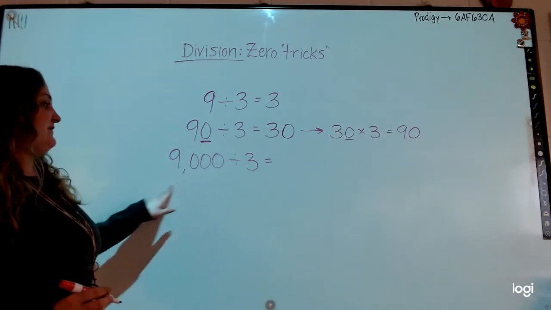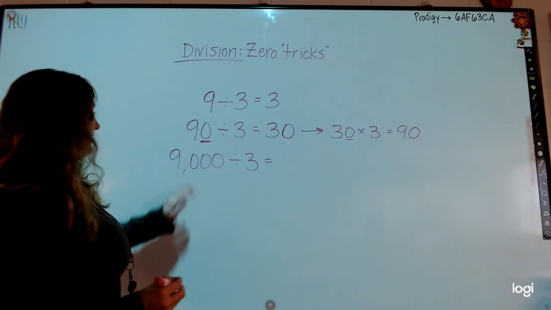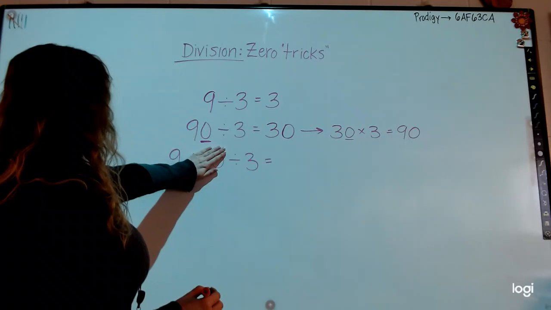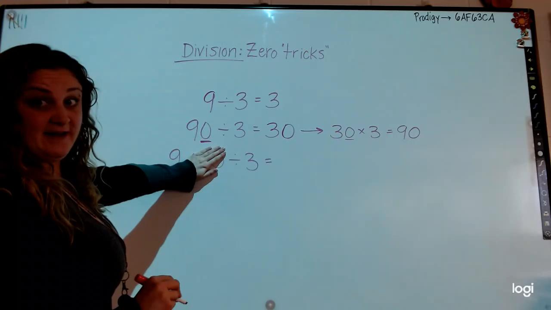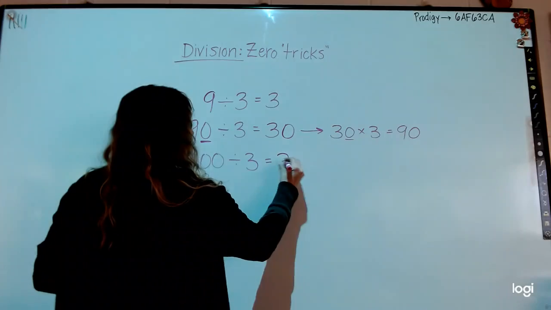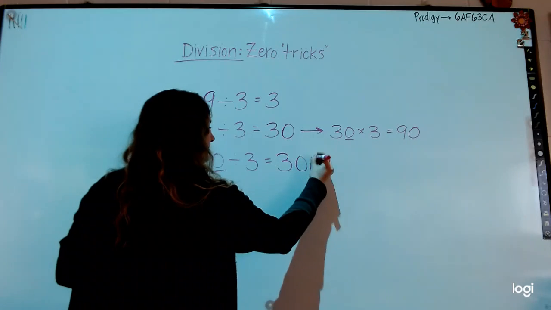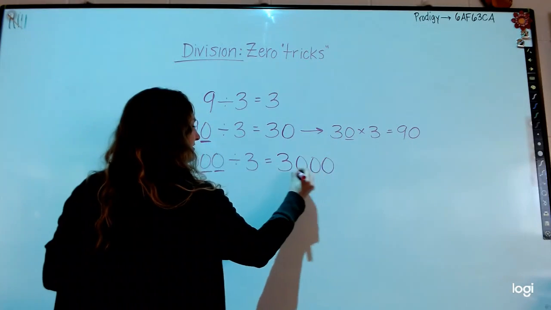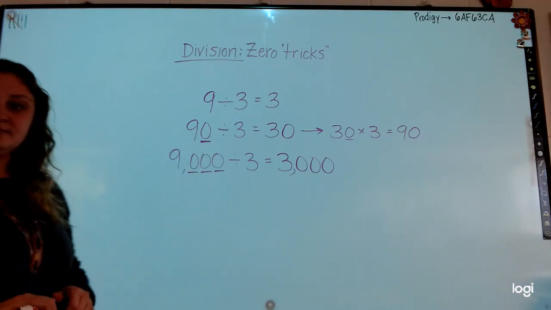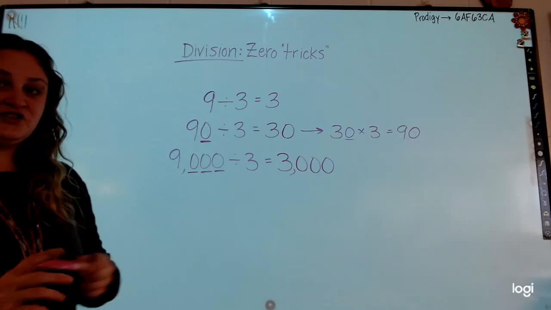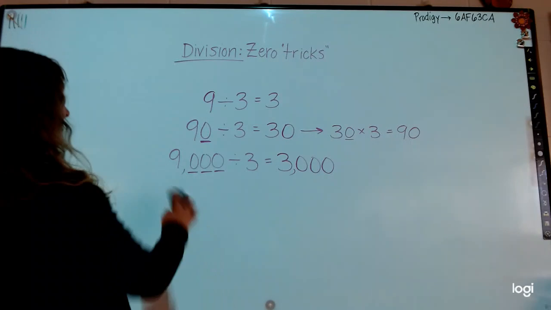All right, and finally, we have 9,000 divided by 3. So I'll cover up all those zeros. 9 divided by 3 is a math fact I know. The answer is 3. And then I covered up 3 zeros. Count over 3 spaces for my comma. All right. So let's try some now that are a little bit different looking. Go ahead, erase your board.